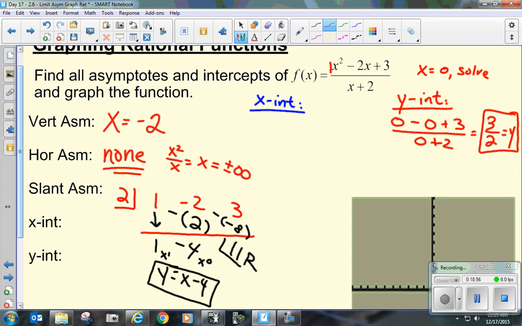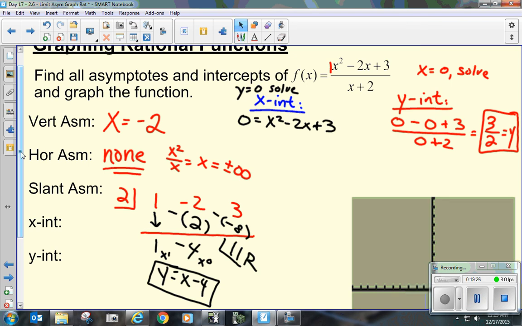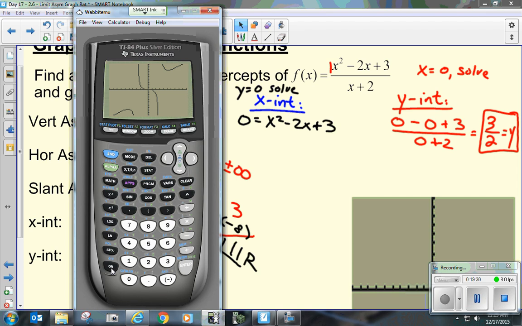Now, what about my x-intercept? That means I have to set y equal to 0 and solve, right? Which means I just need that fraction to equal 0, which is just the top. So if I say 0 equals x squared minus 2x plus 3, I can't factor that. If I did the quadratic formula, that would take some time. How else can I solve? I can solve it graphically. Can I graph it and see where it touches the x-axis? That's my answer. Let's do that. You guys do that, I'll do that here. We'll see if we come up with the same thing.